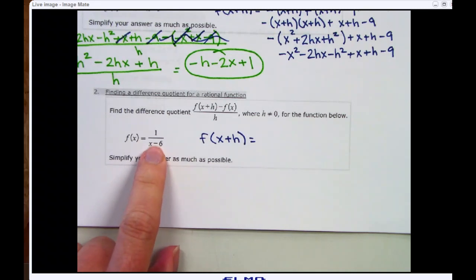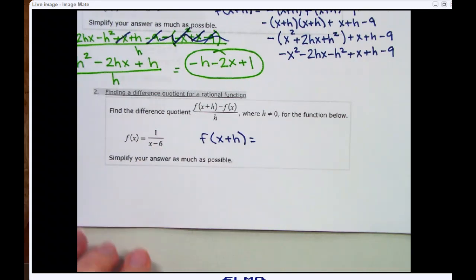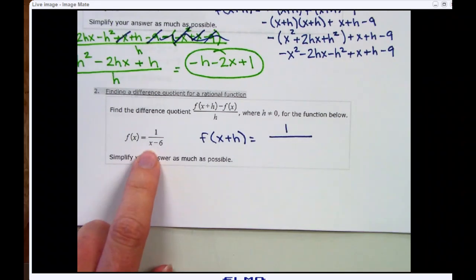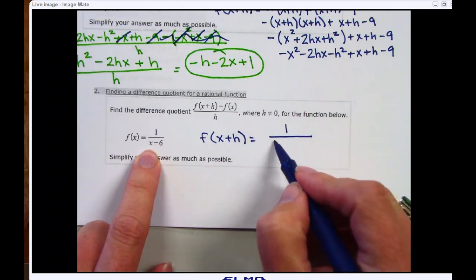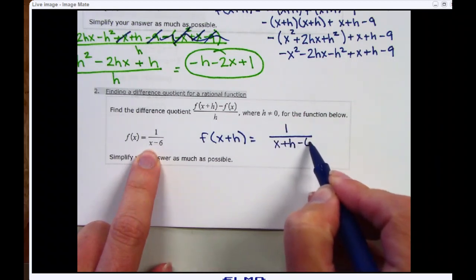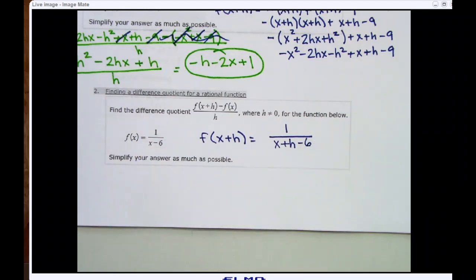This one's a little friendlier, maybe? I don't know. 1 over, what's going to go there? X plus h, and then minus 6? Is there anything to clean up there? No, there's really not. That was way nice until this next part.